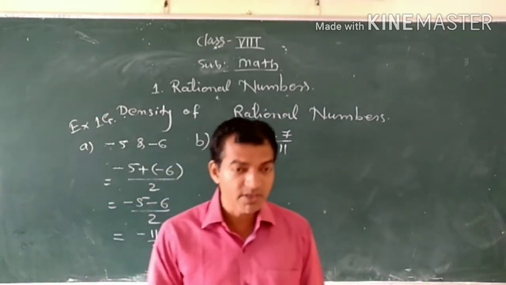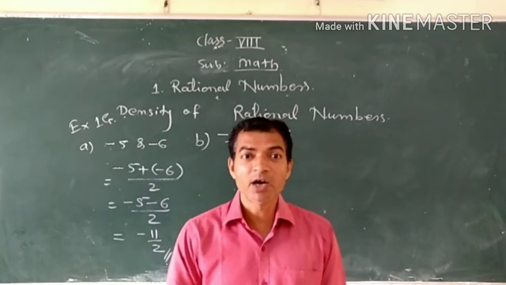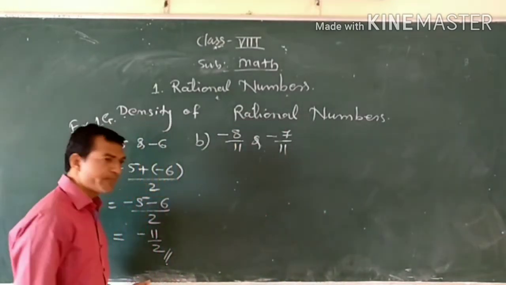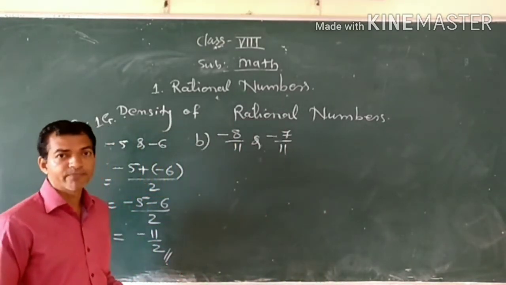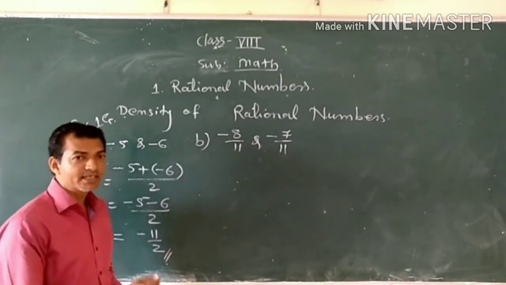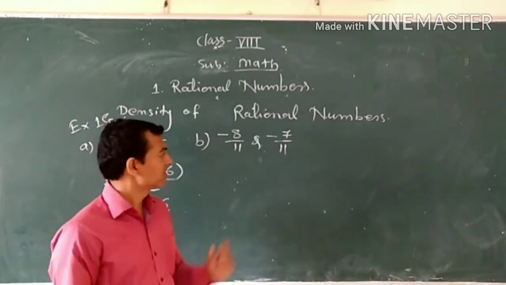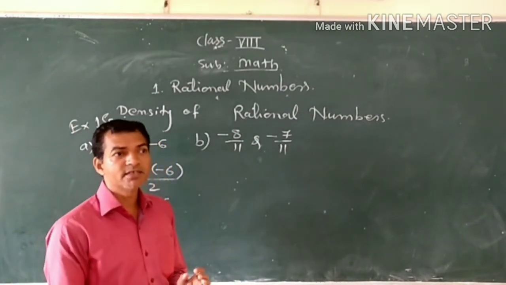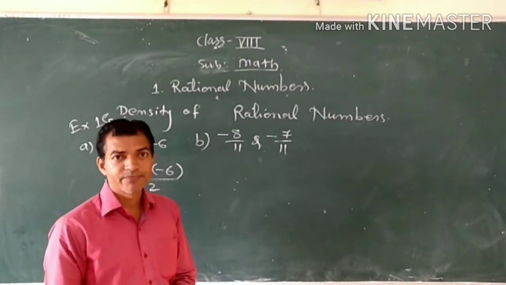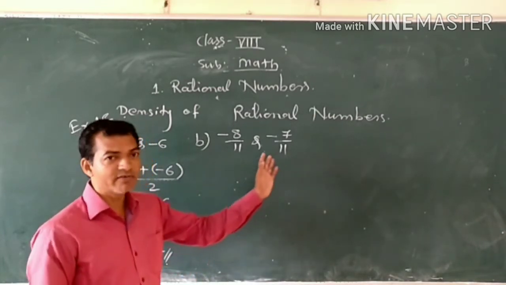Actually, the question is what? You have to find a rational number. Then how to find? Can we use the same method? We can use the same method here, but it takes some time to find the answer and some confusion may be there. So I am solving it with this method.